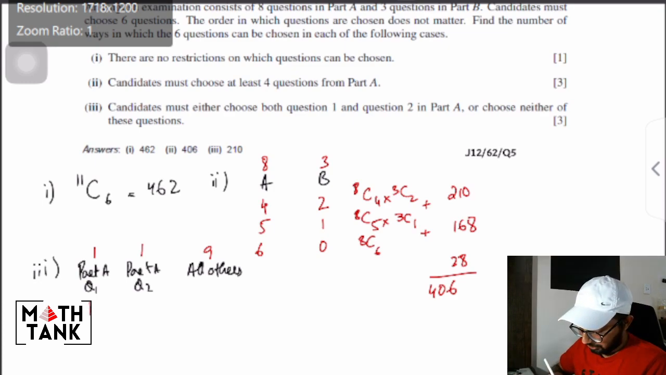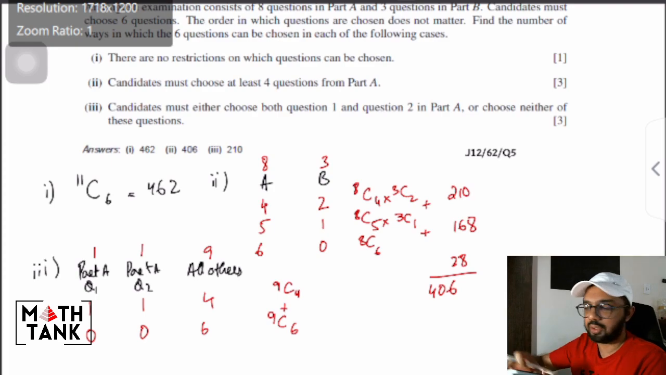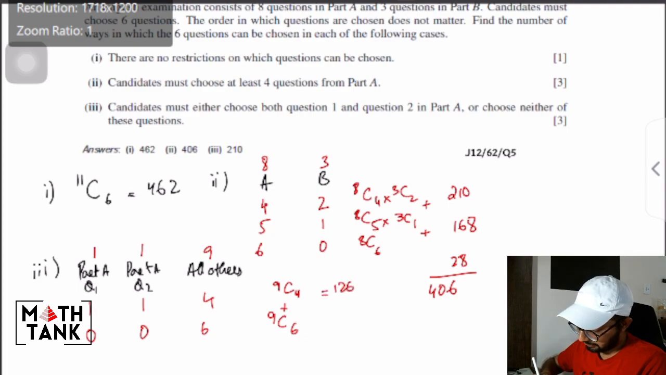So they can either select both of these and then 4 from here, or neither of them. So I think that's pretty simple. 9C4, 1C1 and 1C1 are 1, plus 9C6. So 9C4, because you've chosen both question 1 and question 2, that gives me 126.